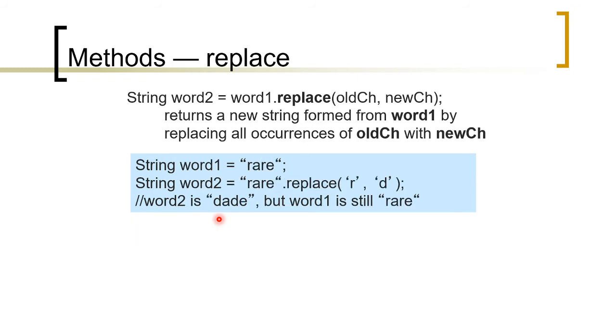So we do have replace. It will just replace the old character with another character. It needs two characters: the old character as the first parameter and the new character as the second parameter. So for example, String word1 = "rare", then String word2 = word1.replace('r', 'd'), replacing the old character with the new character. That means all r's will be replaced with the letter d. So word 2 will now have a value of "dade", but word 1 will remain "rare".